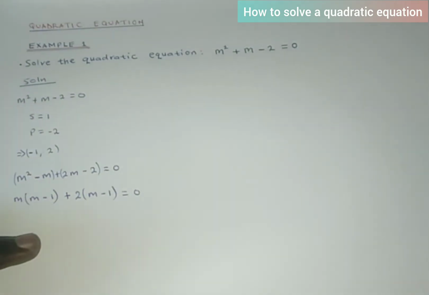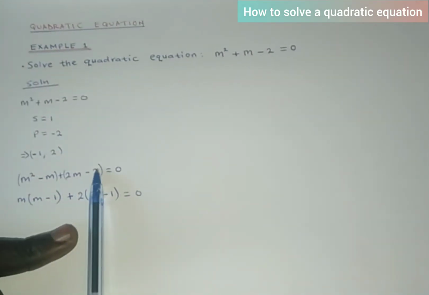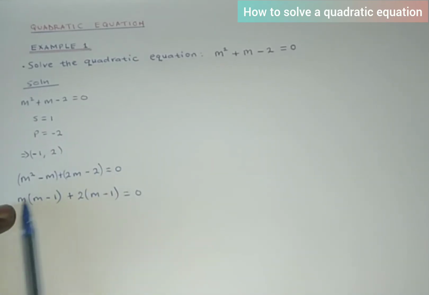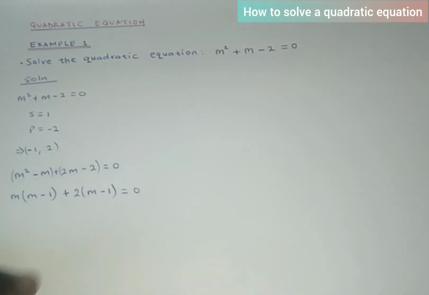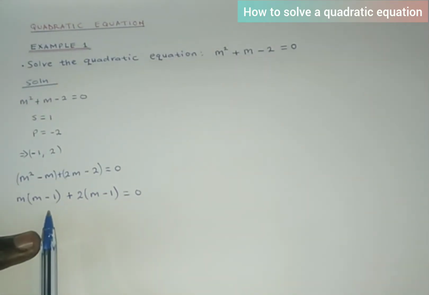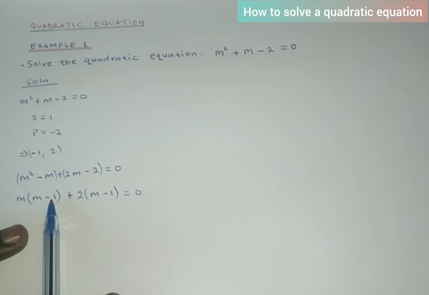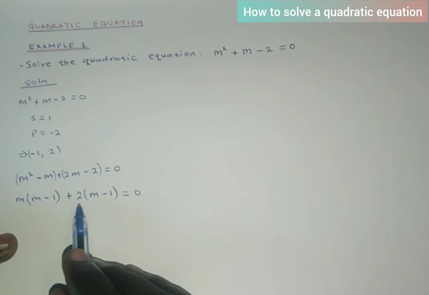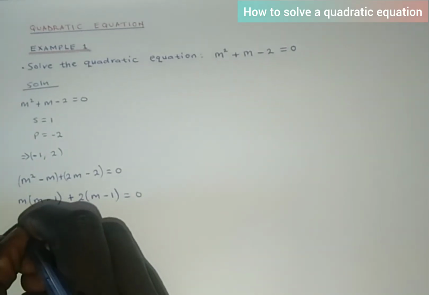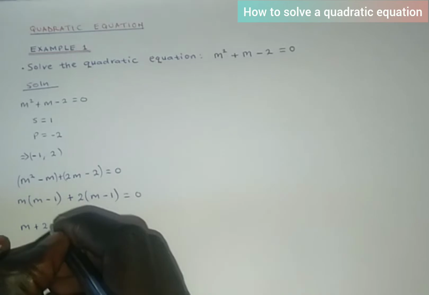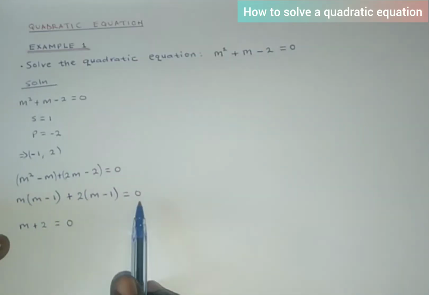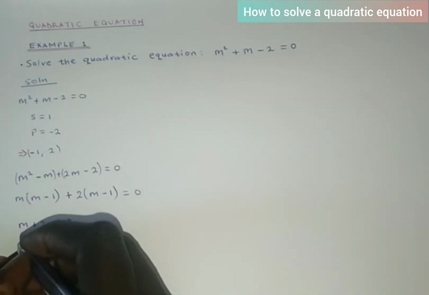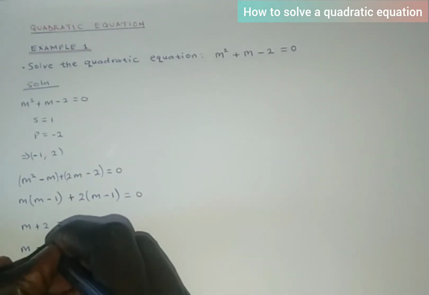As you can see, in the first bracket we have put m outside, and in the second we put 2 outside. You can notice that the values in the brackets are the same: m minus 1 is the same as m minus 1 on the other side. So we'll just pick one. Let's say m plus 2 is equal to 0, and then we take the other one, m minus 1 is equal to 0.